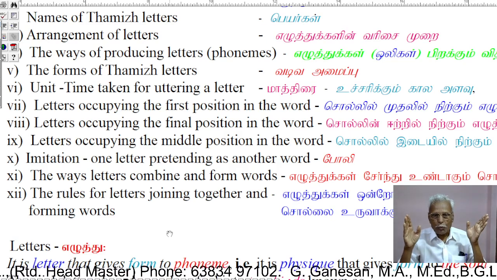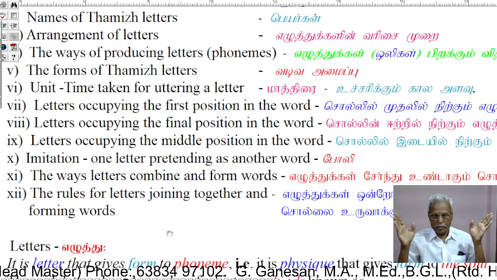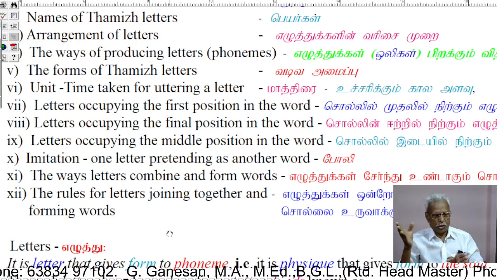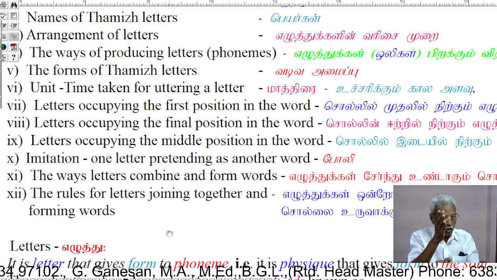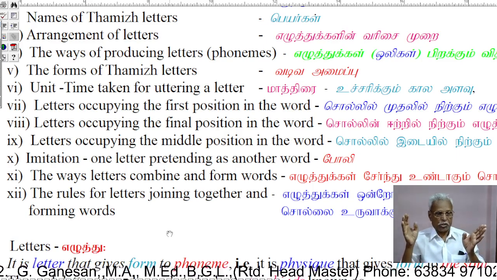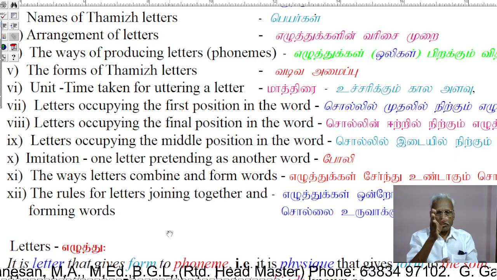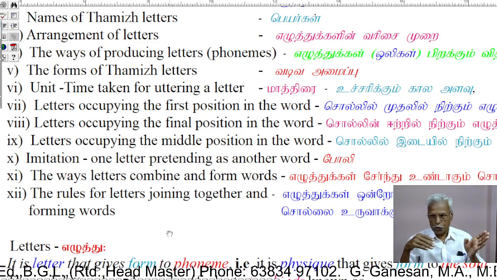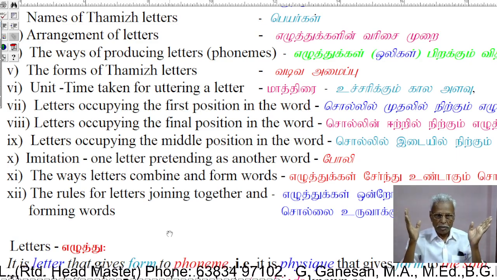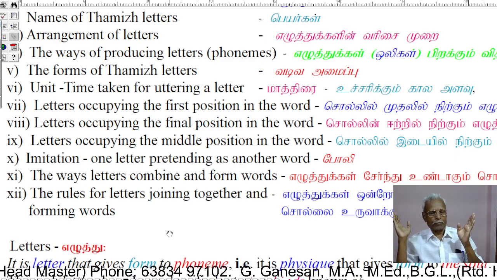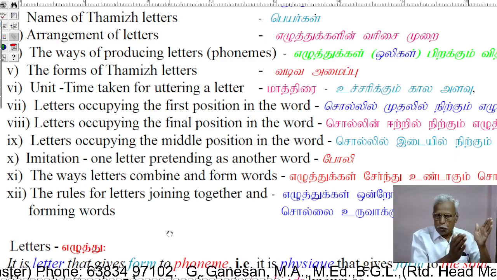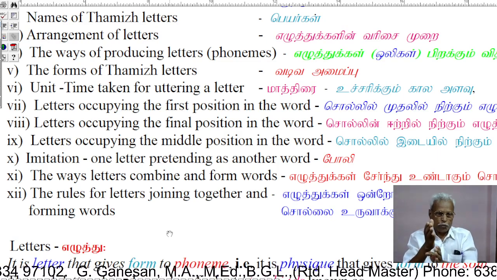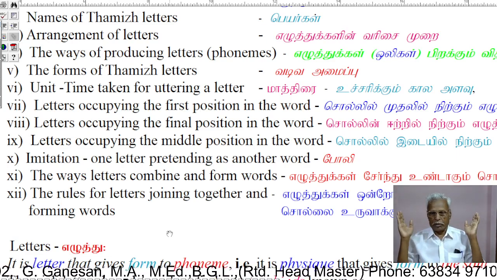Then letters occupying the first position in the word. In Tamil, all letters cannot occupy the first position. Out of the 246 letters, all the letters cannot occupy the first positions. Only the defined letters could occupy the first position in a word, சொல்லின் முதலில் நிற்கும் எழுத்துக்கள். Then letters occupying the final position in the word. What are the letters which could occupy the final position in a word?